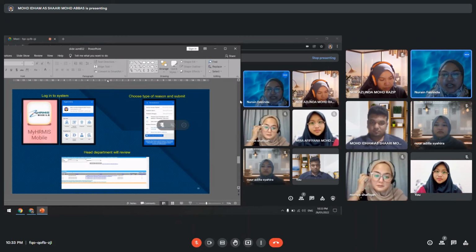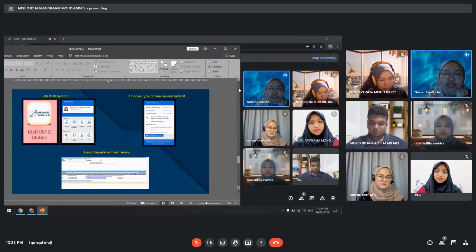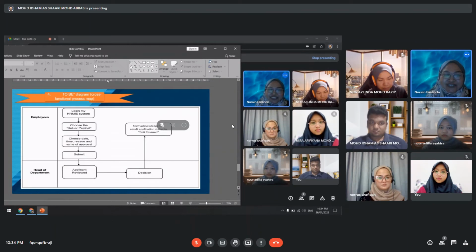After that, when you fill in the form, you need to choose the type of reason, and then you submit. The head of department will review. The head of department will receive a notification in peti pesanan, and then the HOD will approve or not.